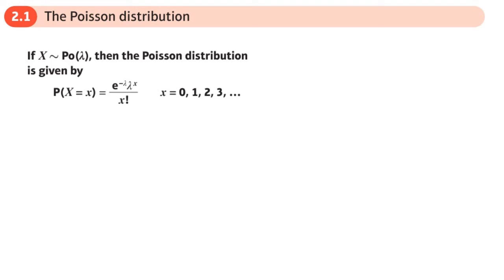This is the first section of the chapter on the Poisson distribution, and by this point you should have already been introduced to the binomial distribution in your normal maths lessons. There are some similarities, there are some differences, but like the binomial distribution, the Poisson distribution is discrete. It's a discrete distribution.